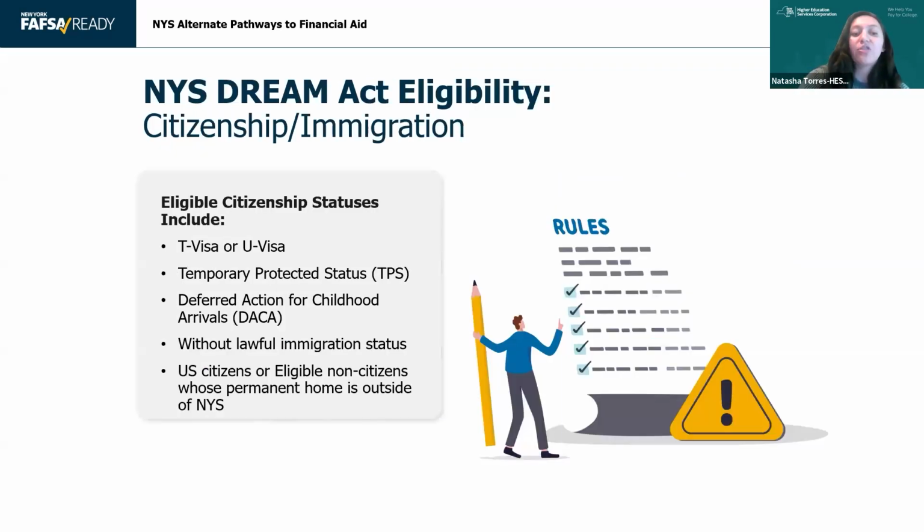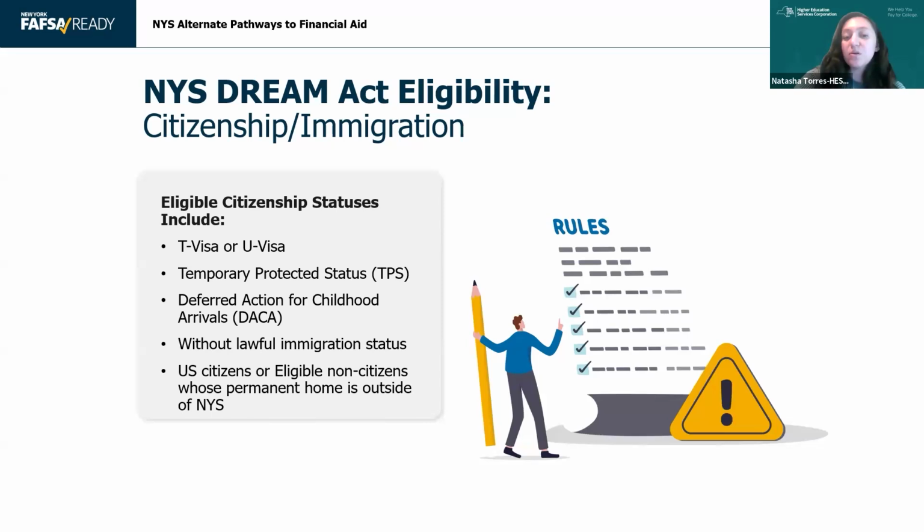So now let's get to our next slide and learn a little bit more about the criteria for eligibility that I keep mentioning. For the citizenship criteria, these are the statuses that can apply for the DREAM Act: the T visa or U visa, temporary protected status, otherwise known as TPS, deferred action for childhood arrivals, also known as DACA, or students without immigration status, which some people might say undocumented, without papers. Those might be some common terms you hear from students and their families that also mean without lawful immigration status. Those statuses are typically not eligible for FAFSA. So when they're not eligible for FAFSA, they can apply for the DREAM Act.